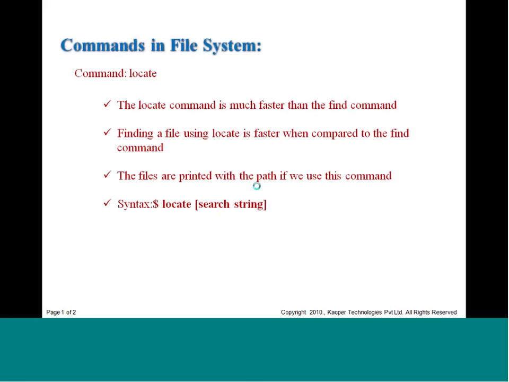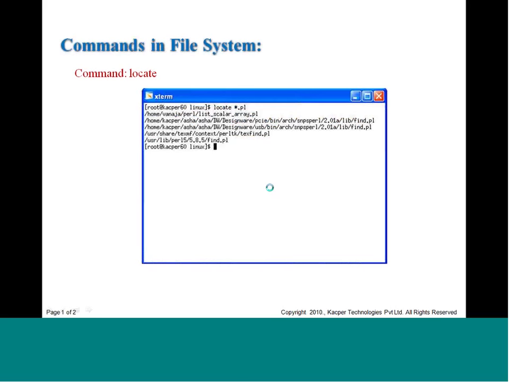The other command is locate. Locate is much faster than the find command, so that is the reason why you choose to use locate instead of find. The files are printed with the path if you use the command. The syntax is just locate and then the search string. It finds the file and prints the whole path where exactly the file is located for that string. Here is an example again: locate *.perl. It gives you the entire path, and it goes under all the directories. From the current directory it goes under each hierarchy, finds whether that particular file exists in those hierarchies, and then prints the entire path.